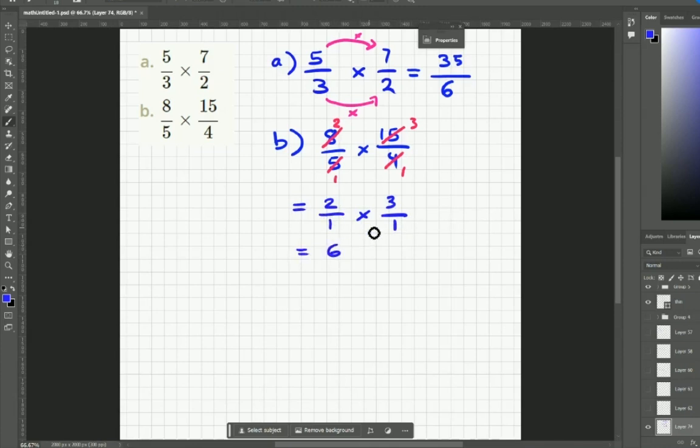A pretty simple idea, but the thing I want to stress to you is please look for cancelling opportunities, both vertically and diagonally. Okay, give those questions a go and move on to the next slide.